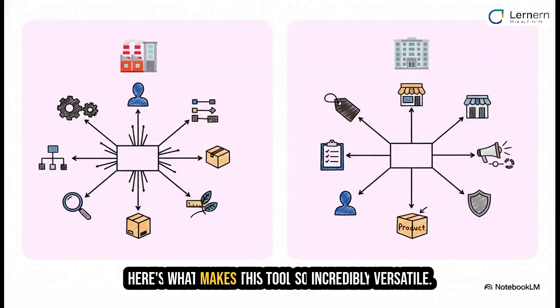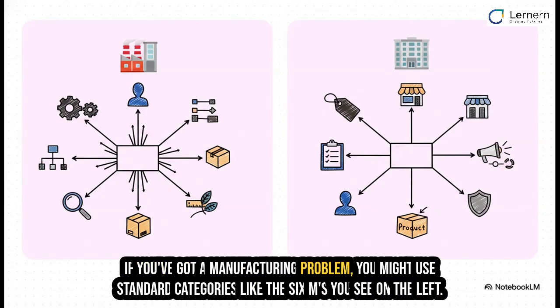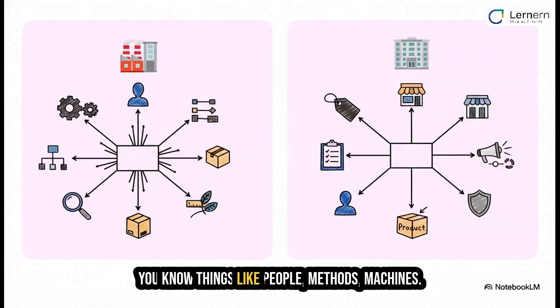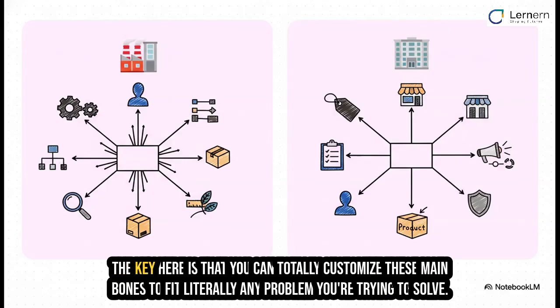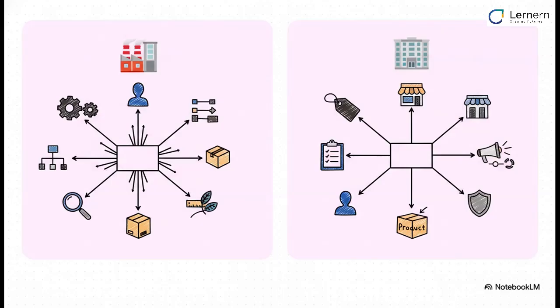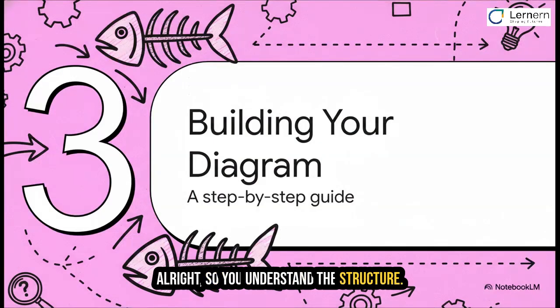And here's what makes this tool so incredibly versatile. If you've got a manufacturing problem, you might use standard categories like the 6 M's you see on the left. Things like people, methods, machines. But if you're in a service industry, you might use something like the 8 P's on the right, like policies and price. The key here is that you can totally customize these main bones to fit literally any problem you're trying to solve.